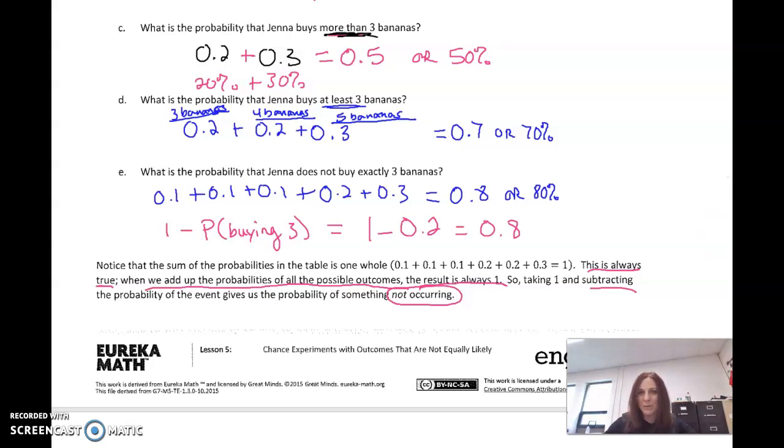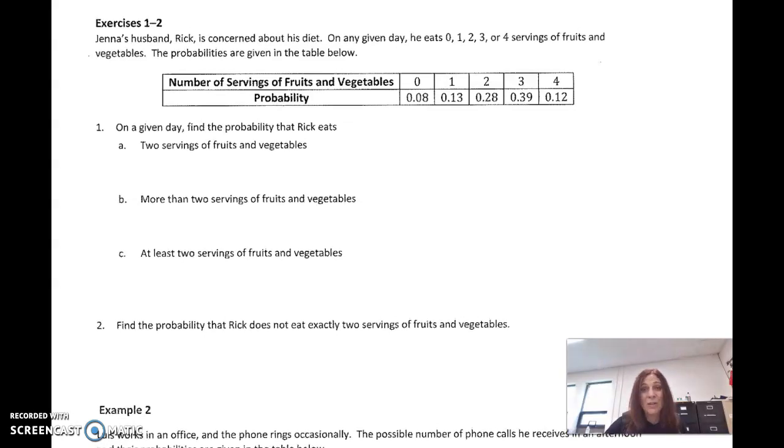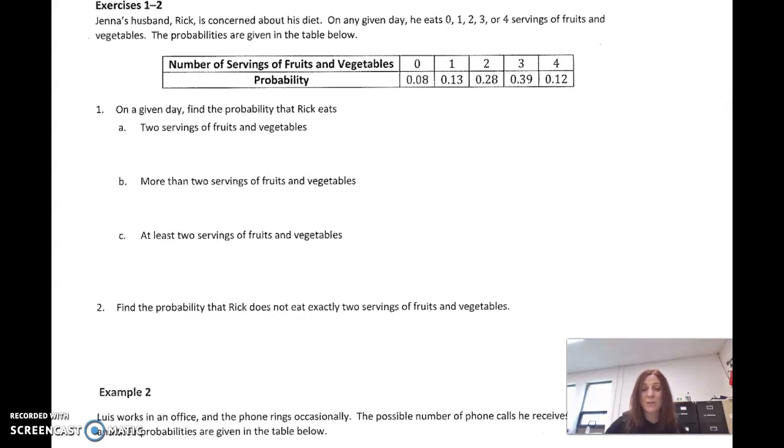Okay, so let's look at another example. Jenna's husband Rick is concerned about his diet. On any given day, he eats either 0, 1, 2, 3, or 4 servings of fruits and vegetables. So the probability that he's going to eat 0 servings of vegetables and fruit is 0.08, or 8%. 3 servings, 0.39, okay? So we're going to do this the same way as we did before. On a given day, find the probability that he eats 2 servings of fruits and vegetables. Right there, 0.28. And I'm just going to leave that. You can change it to a percent if you want.